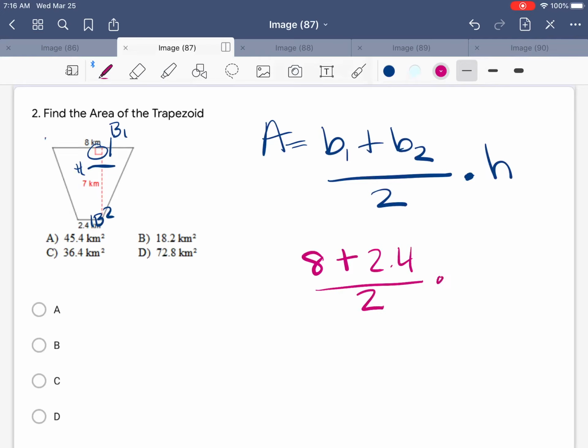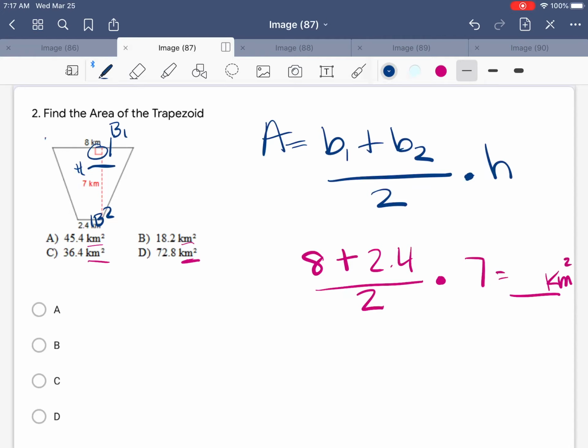Divide that by 2, and then I'm going to times it by the height, which is 7. And then remember, my answer is always in whatever the units are. So in this case, kilometers squared.